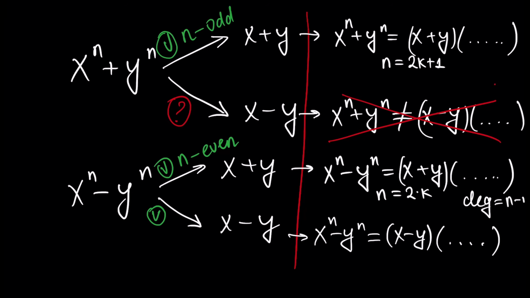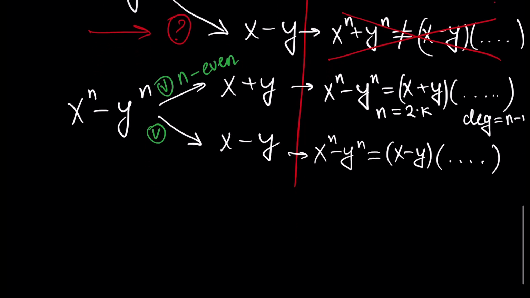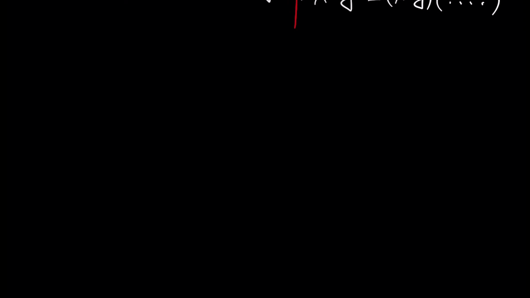Let's repeat how to prove that, in this case number 2, the polynomial x to the power n plus y to the power n is not divisible by x minus y. To prove this, we have to repeat Bezout's theorem. Bezout's theorem was explained in our previous tutorials.